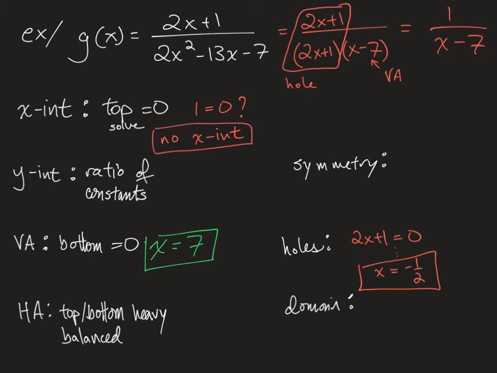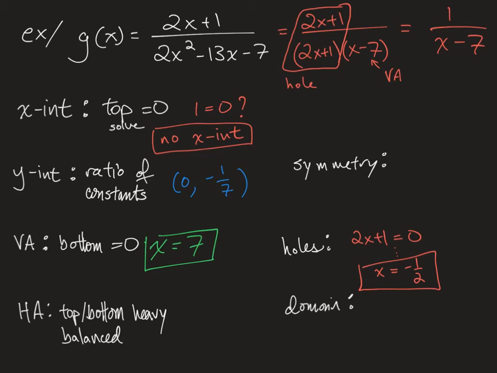We can take a look at the y-intercept. You can find it in any of these functions. It doesn't matter. You can take the ratio of the constants in this fraction, you can substitute 0 in for x here, or you can take the ratio of the constants over here. The constant in the numerator is 1 and the denominator is -7. They all match up. So the y-intercept here, the y value, would be -1/7.